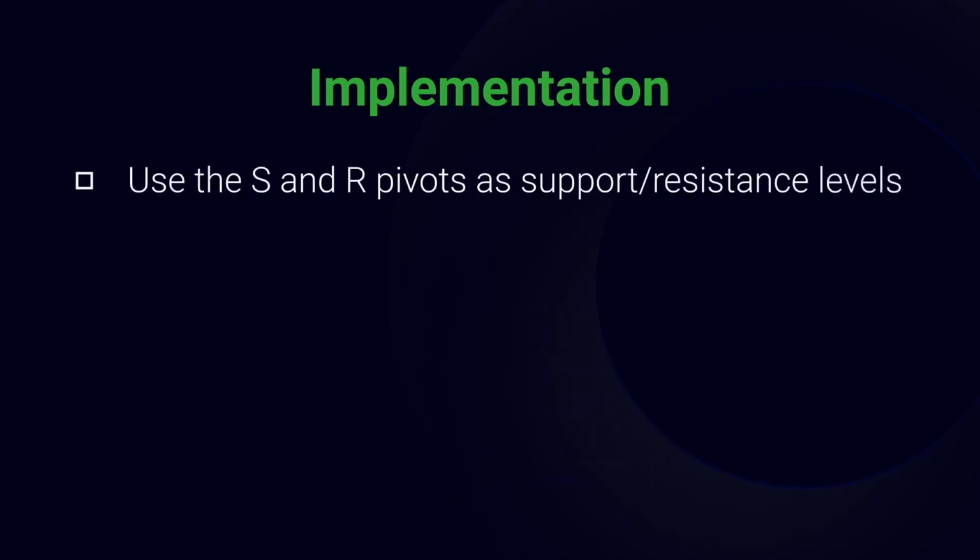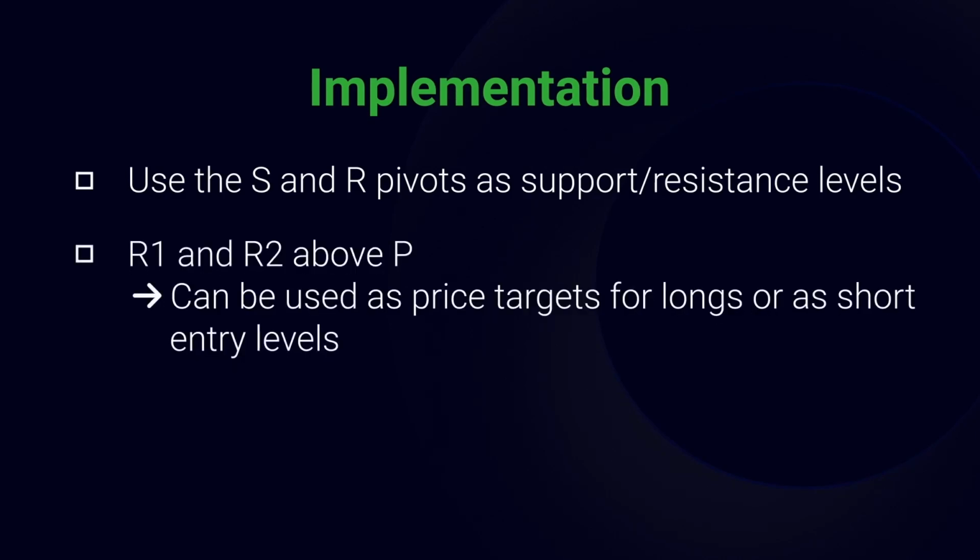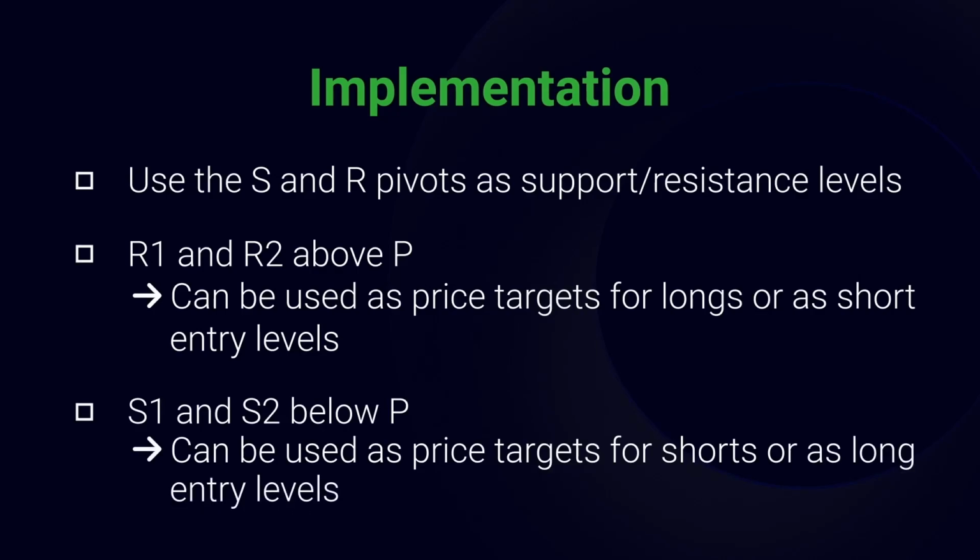Now you can use the S and R pivots as support and resistance levels. R1 and R2 are above P, and they can be used as price targets for longs or even as short entry levels. S1 and S2 are below P, and they can be used as price targets for shorts or even as long entry levels.